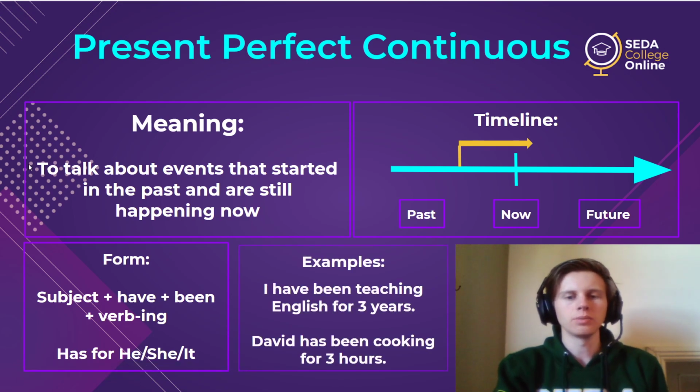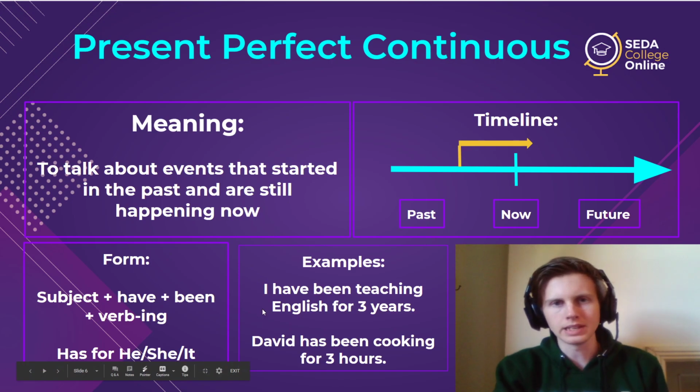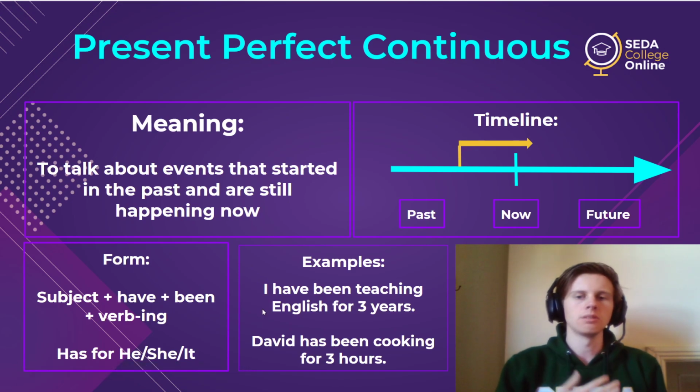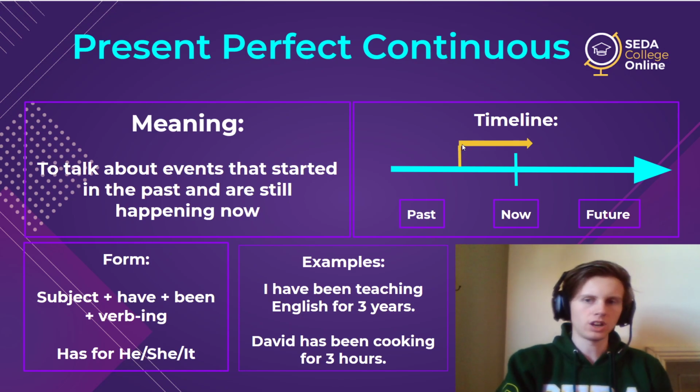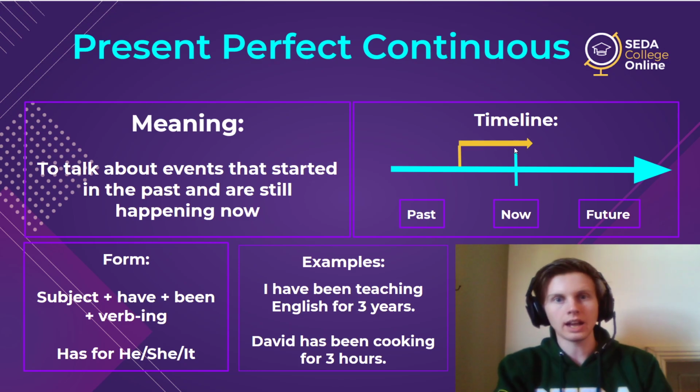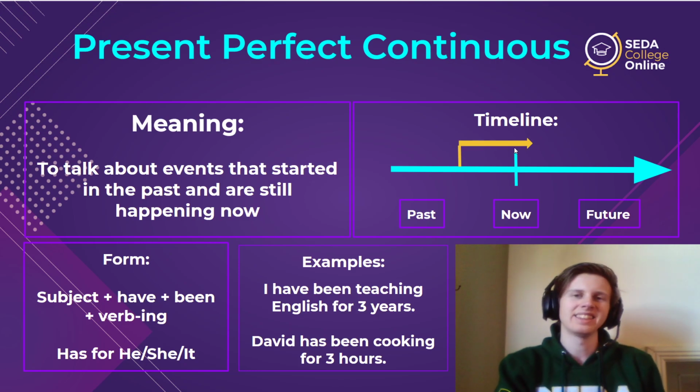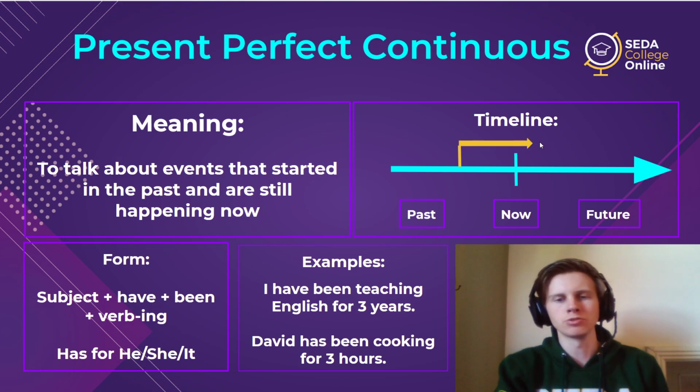Additionally, we can look at some examples. I have been teaching English for 3 years. That's true for me. This is something that started in the past. I started teaching English in the past, I have taught all of this time, and I hope, I guess, that I will continue to do it into the future. So I use the present perfect continuous.